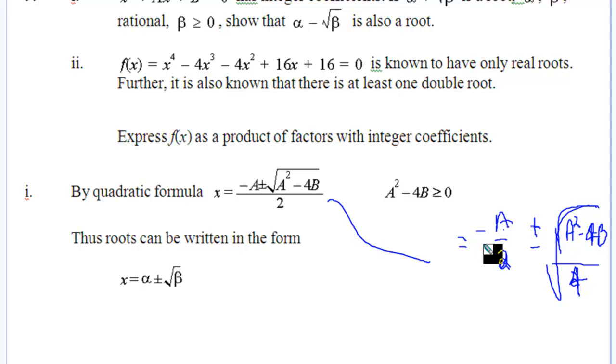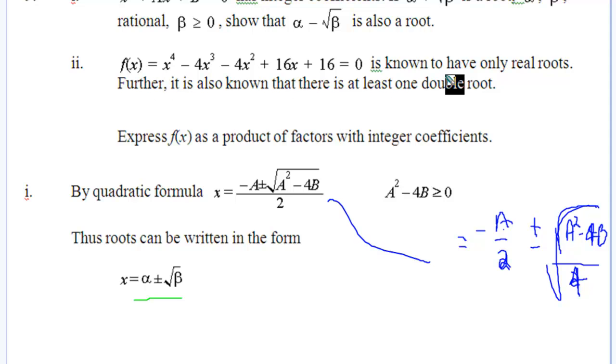So we know it's got that situation. What we're basically saying is that we can get minus a on 2 plus or minus some number. So what we've got is a number plus or minus the square root of another number, which are going to be the same, so it's just a change by the plus and minus. We have our roots written in that form. So that's what we get: alpha plus square root of beta and alpha minus square root of beta, where alpha is minus a on 2 and beta is a squared minus 4b on 4. So we have that situation.